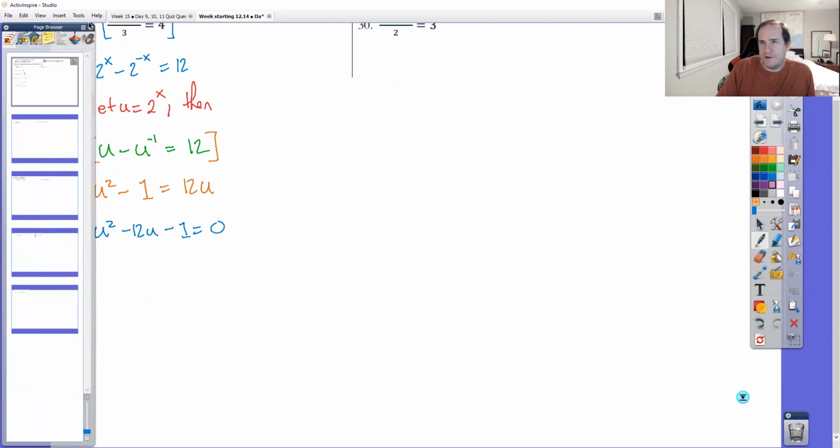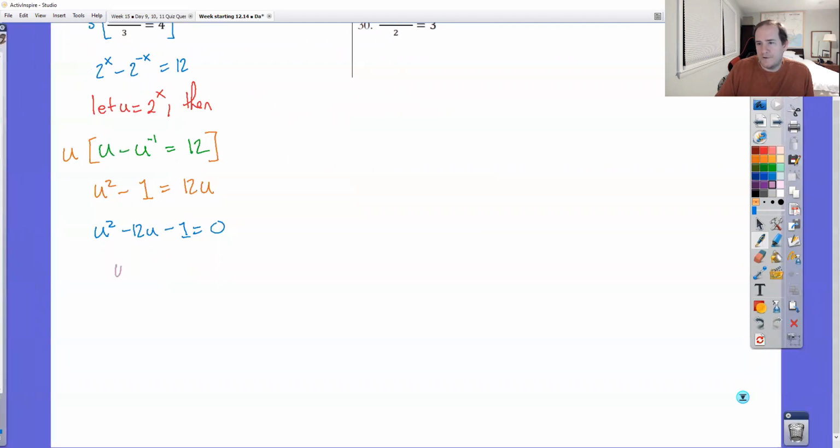Quadratic formula, of course, being u equals negative b plus or minus square root of b squared minus 4ac all over 2a. So negative b would be positive 12 plus or minus square root of 144 minus 4 times 1 times -1, so really plus 4, all over 2 times 1, so 2. So that's 12 plus or minus the square root of 148.